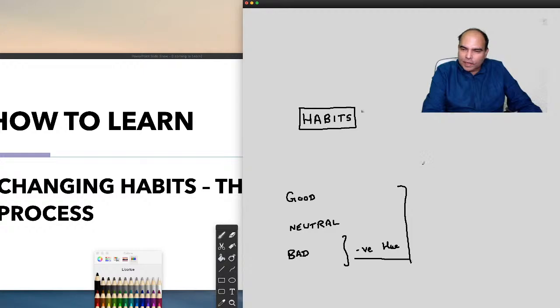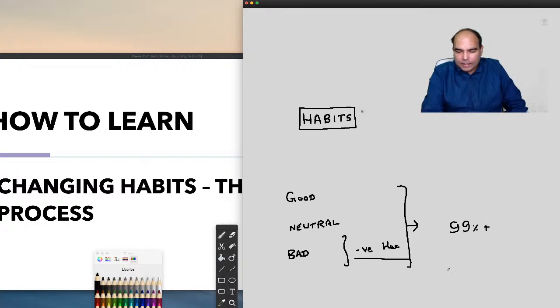So, when you're talking about habits with negative view, the whole idea of why one needs to change habits principally is because on a day-to-day basis, 99% plus of our actions are guided by habits. And since it is only through your actions and your behavior that you can change results, it's only through your actions and behavior that your results change. These are the only two ways in which you impact your results.